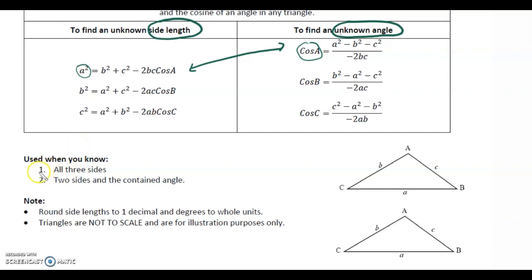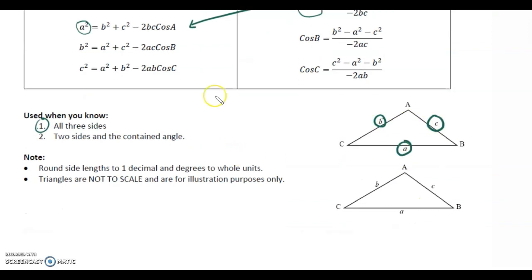Either when we know all three sides, so for example A, B, and C, we can use the cosine law to solve for an angle. And the other situation is when we know two sides and the contained angle. It's very important that that angle is the contained angle. That just means this side and this side meet at angle C, so that's the contained angle.